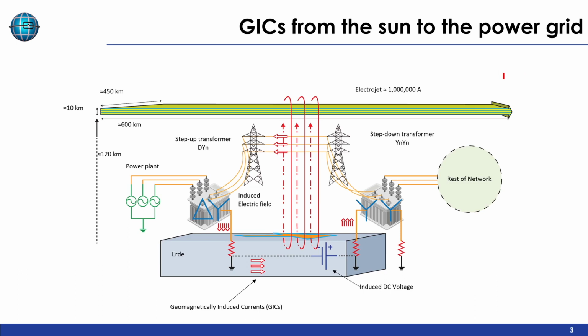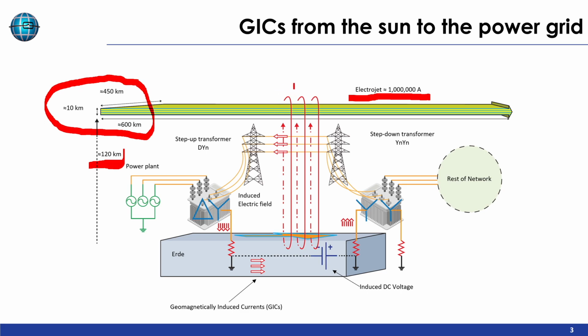The first source of a small DC component is the GICs, the geomagnetically induced currents from the sun to the power grid. Around 120 kilometers above us there can be an electrojet of around 1 million amps, and here you can see the dimensions of those electrojets. Of course a flowing current has a magnetic field, and in the high voltage network we find a closed loop, because all the star points of the transformers are earthed. In this closed loop, the magnetic field can induce a small DC component in the network.